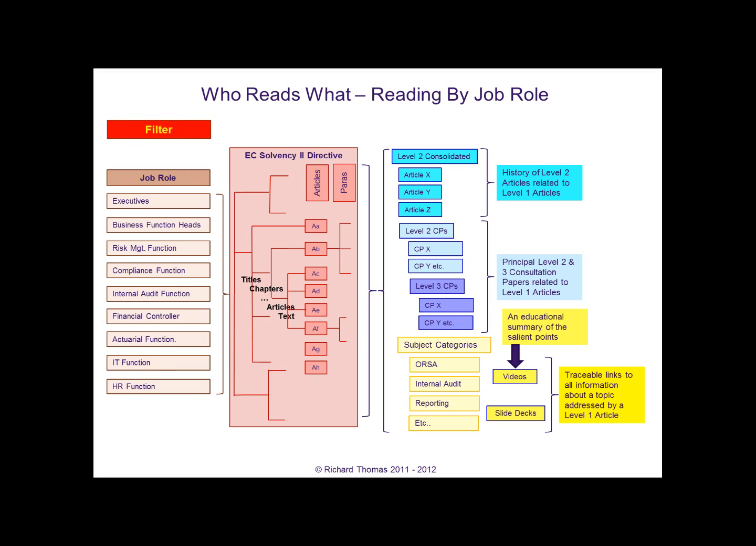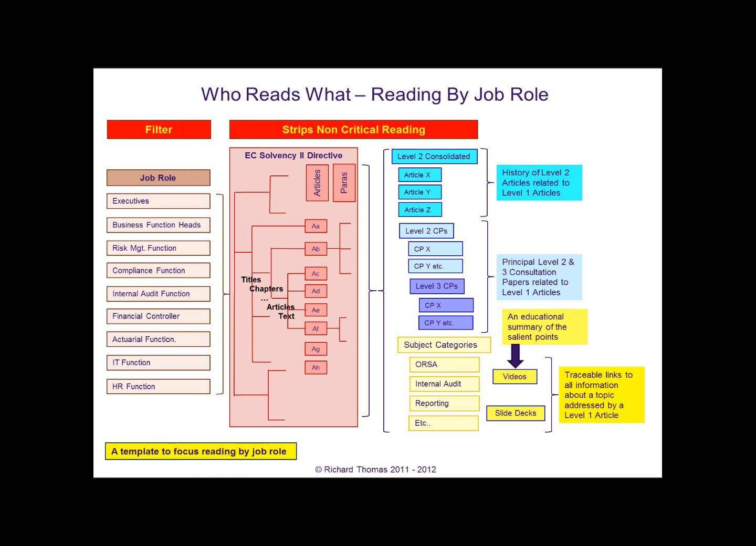Filtering against any job role's tag presents recommended reading for that role by stripping out non-essential parts of the directive, leaving key text in view. Busy managers can now focus on what is of prime relevance to them.